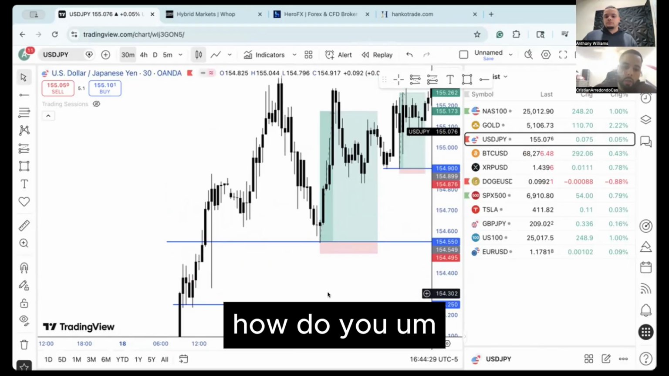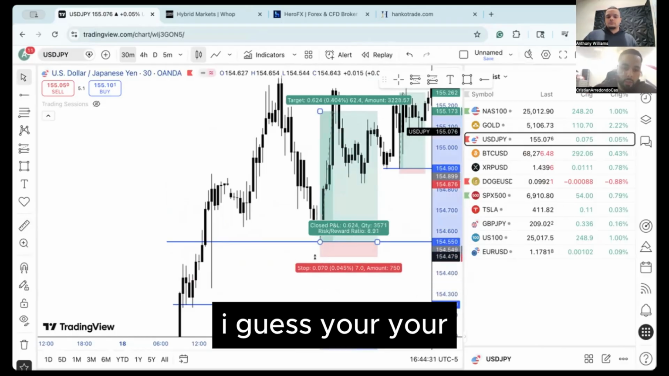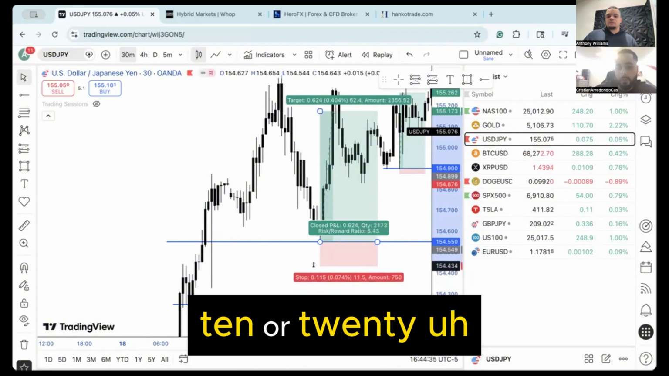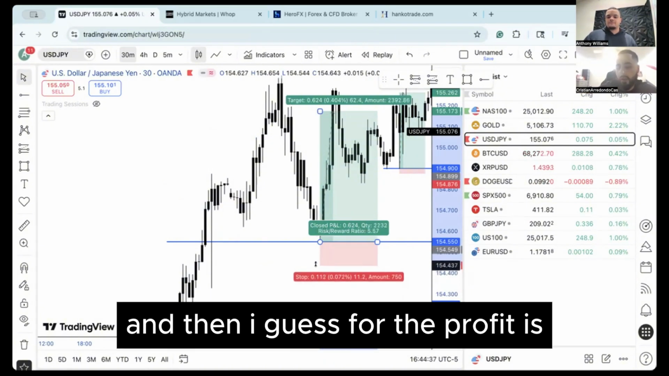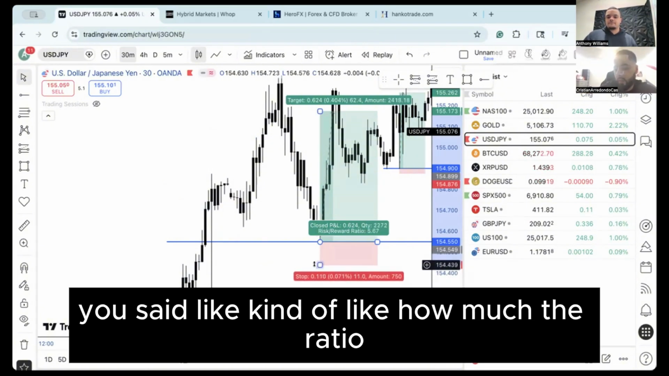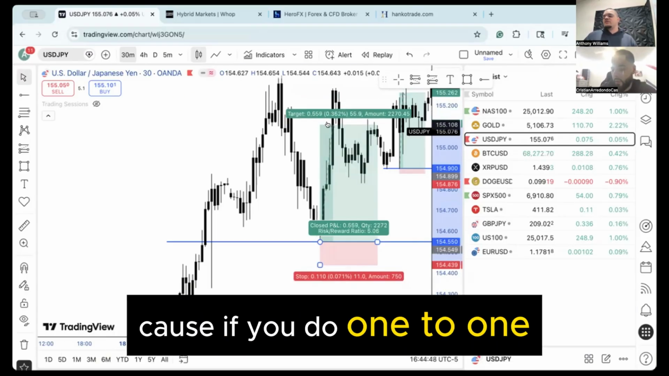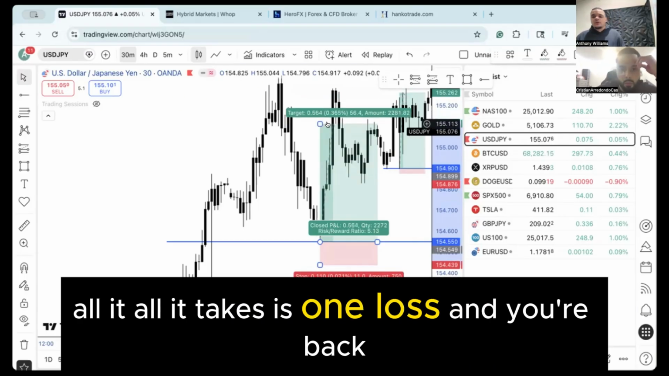How do you determine your stop loss? 10 or 20 points for the stop loss. And then for the profit, you said it's kind of like the ratio. I try to do 1 to 5. 1 to 5. Yeah, because if you do 1 to 1, all it takes is one loss.